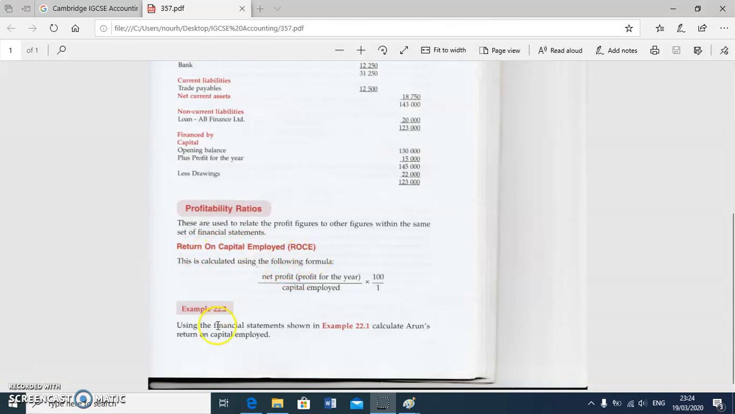The return on capital employed is measuring your net profit in terms of the capital employed. What is the capital employed? It's the capital you invested in the business and the long-term loans that you borrowed from the bank in order to also invest in the business. Adding these two figures, you will get the capital employed. And this ratio measures how much net profit you are generating from the capital you are investing in the business.